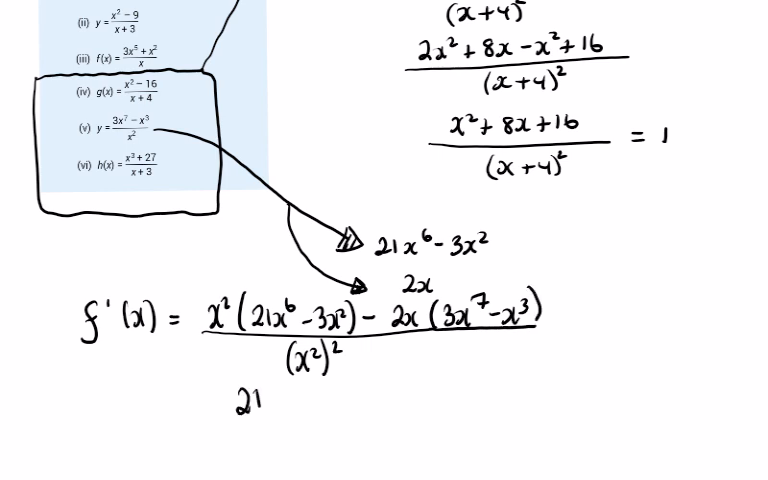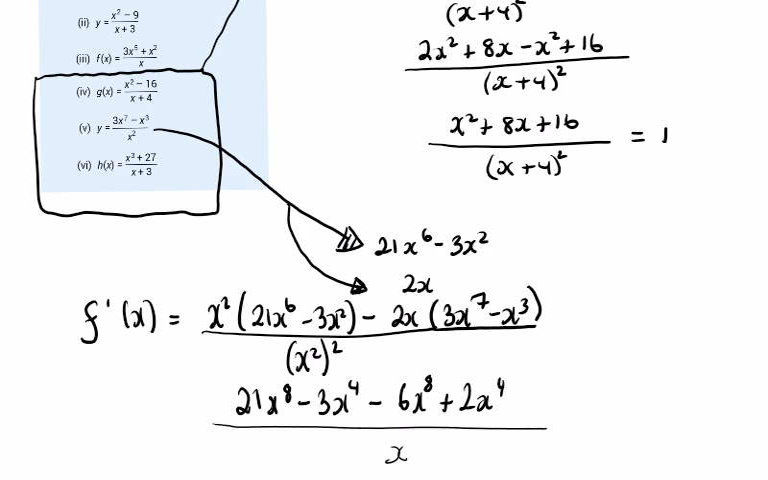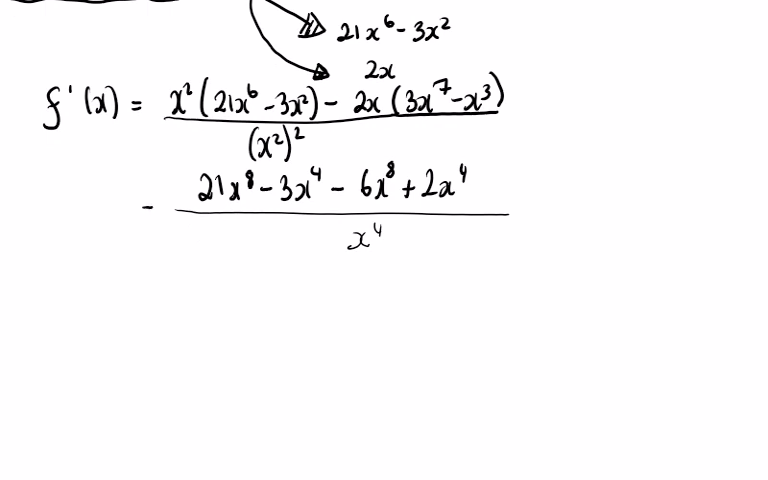We're going to get 21x to the power of 8 minus 3x to the power of 4 minus 6x to the power of 8, and then plus 2x to the power of 4. And x squared to be squared is x to the power of 4. You can see here they all have an x to the power of 4 in them, so we're going to divide that x to the power of 4 into them all. So we're going to get 21x to the power of 4 minus 3 minus 6x to the power of 4 plus 2. That's dividing x to the power of 4 into them all, which is going to leave us with 15x to the power of 4 minus 1.